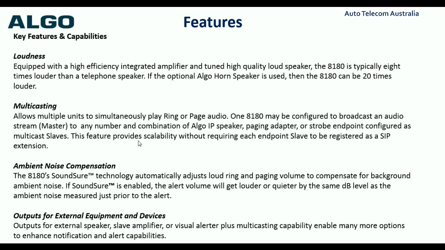Multicasting, we've talked a bit about that, so we won't go too far into the master-slave relationship. The ambient noise compensation using SoundCare is trademark technology. Fundamentally, an example would be in a quiet room like I'm in right now, when a phone call comes in, it's not going to blast across noisily; it's going to tune itself to the amount of noise in the room, so it's softly ringing. But then I might have 20 people in this room talking really loudly, and the Algo 8180 is going to adjust the ringing so that people can hear it in regards to the noise out there. And we've got outputs to external equipment and devices, loudspeakers, etc.